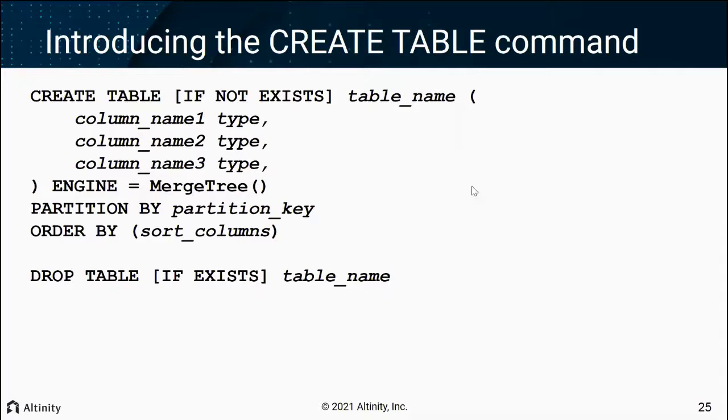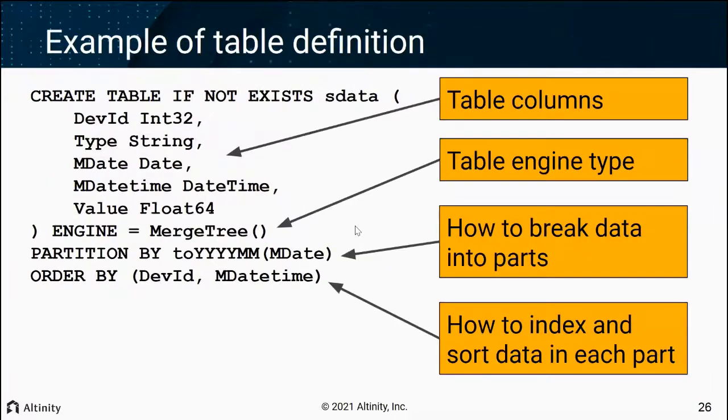So here we have the create table command, and this shows the syntax. There's also a drop table if exists, so that's how you get rid of it. Let's look at a specific example. This is what it really looks like. The first thing you'll probably notice if you're a SQL person is that the table columns have different type names. For example, we use String and Int32 instead of int or varchar or char, and Float64 instead of float or long. We have equivalent data types, but we don't necessarily use the ANSI names.